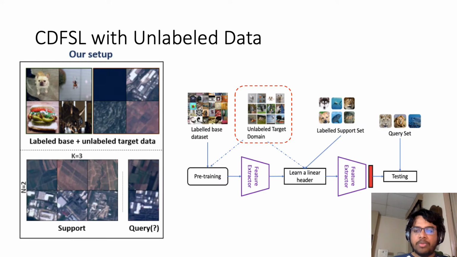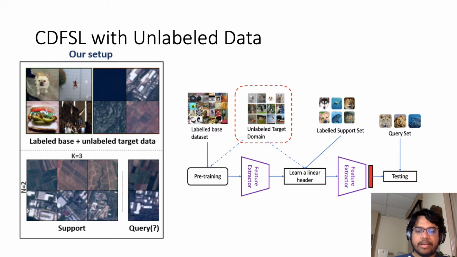In our setting, we are also provided an additional unlabeled dataset from the target domain. For example, let's say we want to perform few-shot learning on the EuroSAT dataset, which is a satellite imagery dataset. We have the labeled ImageNet dataset and also lots of unlabeled data from EuroSAT. Our goal is to learn a good feature extractor for the few-shot task using the labeled source dataset and unlabeled target dataset. And we can learn this task in two different ways.